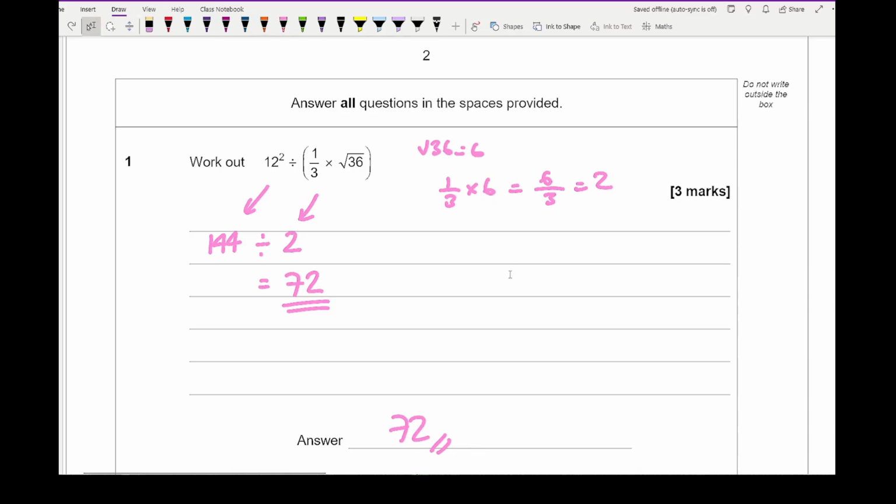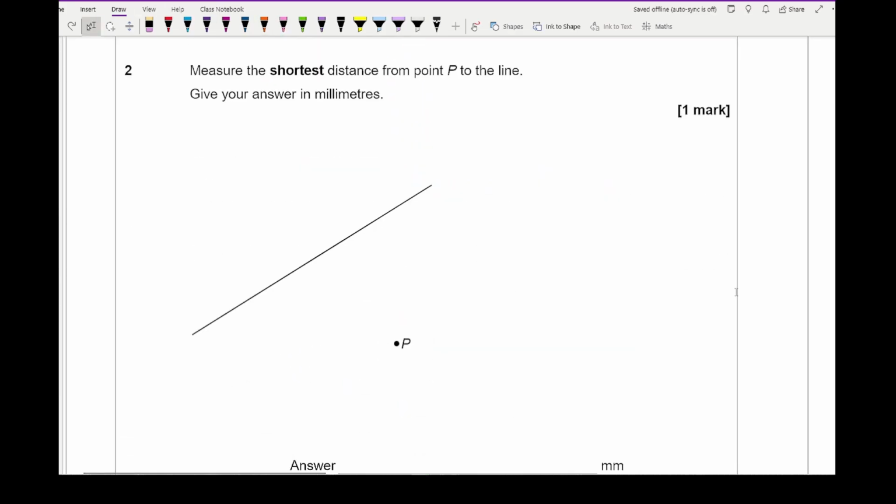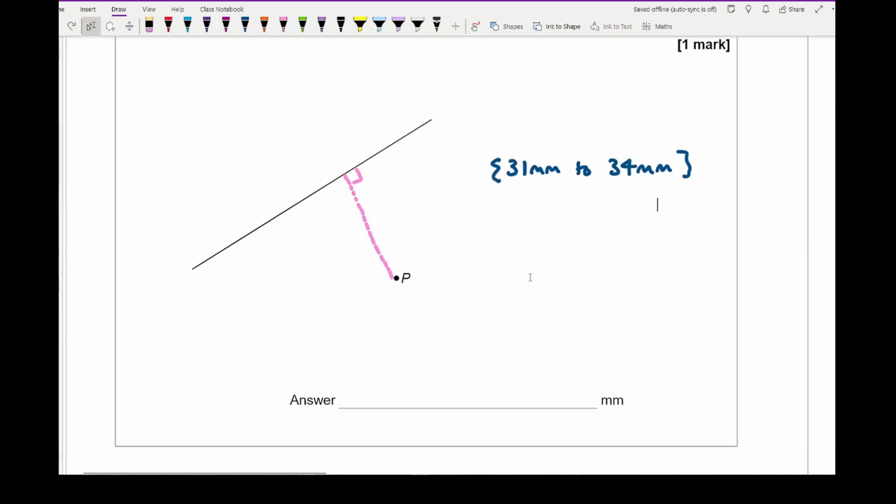Moving on to question 2, it says measure the shortest distance from P to the line. For this, what we need to do is draw a perpendicular line from the line to P, and then measure that line. The mark scheme would accept any answer from 31 millimeters to 34 millimeters.